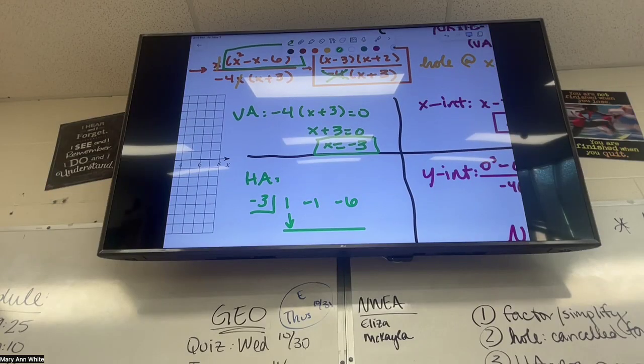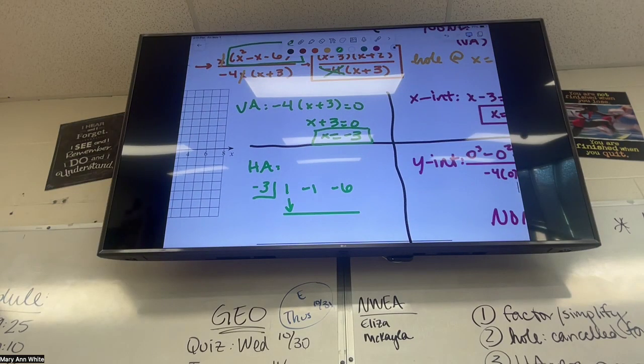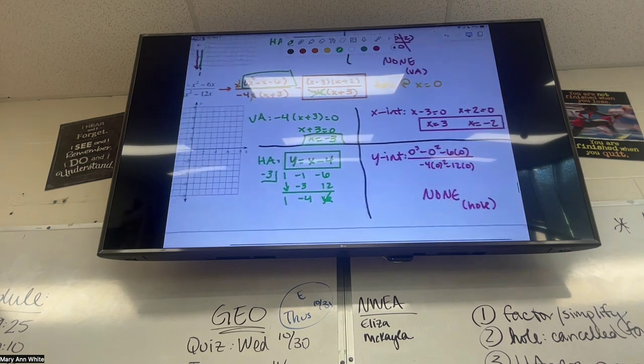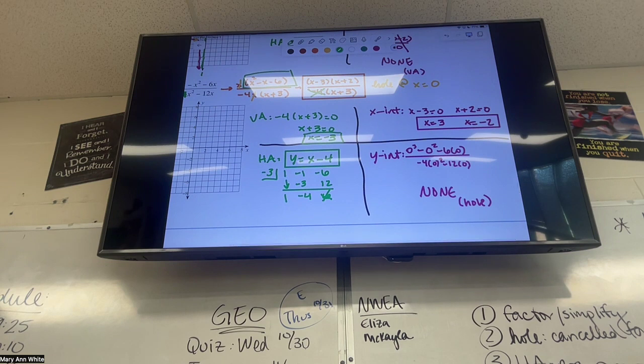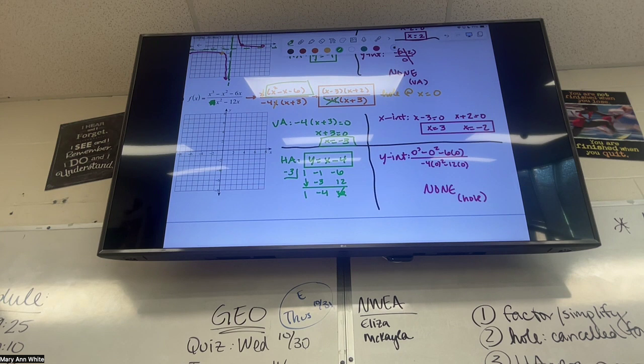Everybody aware of where I'm at right now? Everyone's okay? All right, do your synthetic division, find out what graph that's going to give us. And then once we have that, we can do all the pieces all together. My slant first.